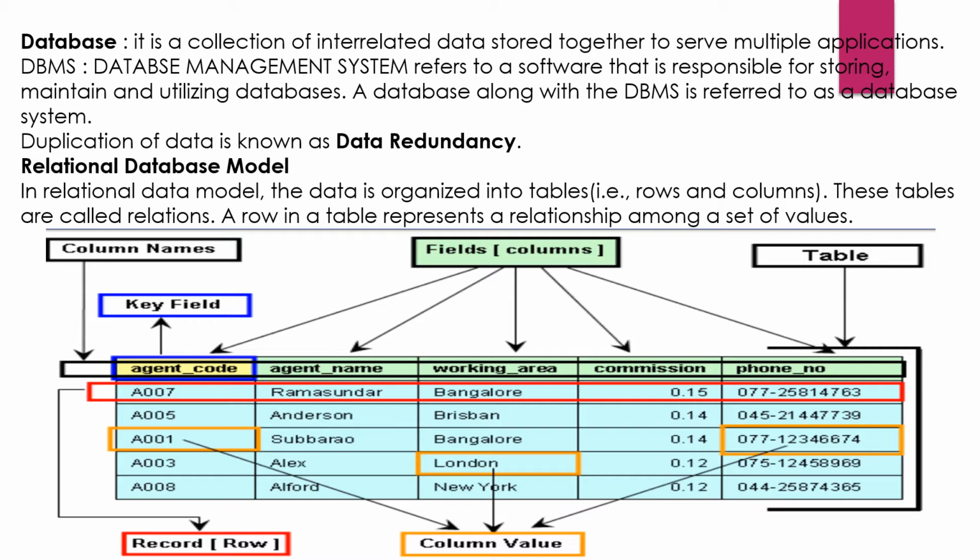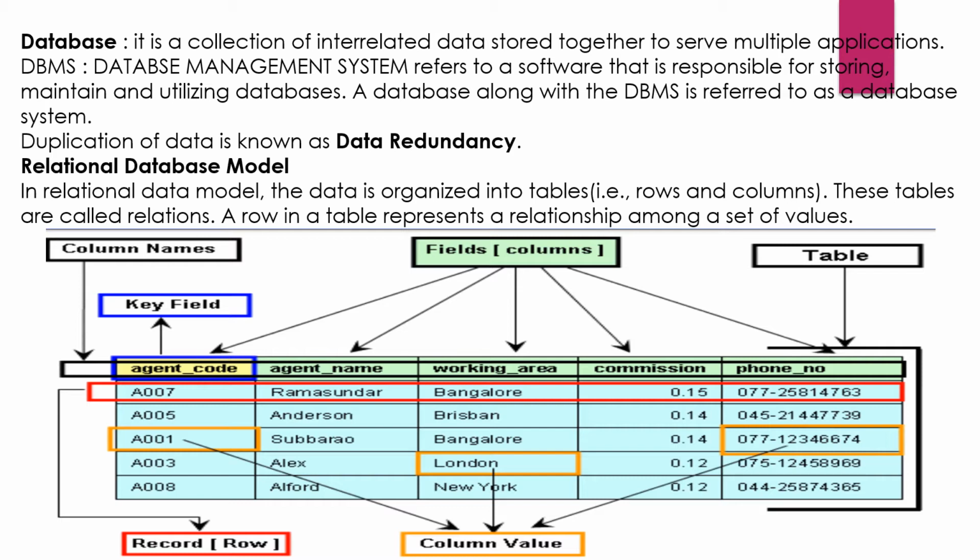So what is a database? To form a query, we need to know what a database is. A database is a collection of interrelated data stored together to serve multiple applications. Actually, a database is a computer-based record keeping system, and it is interrelated data. That means one data is related to another.